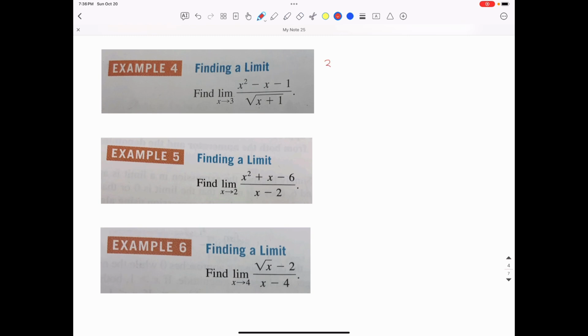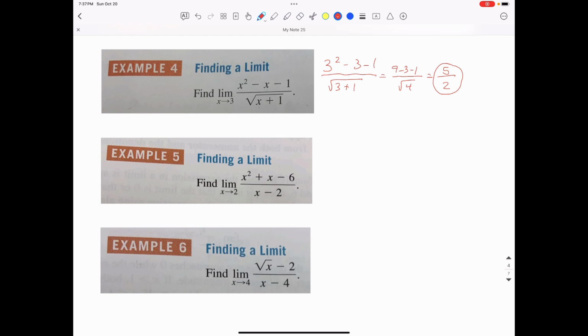When I plug 3 in for x, I'd have 3 squared minus 3 minus 1 over the square root of 3 plus 1. In the denominator, I would have the square root of 3 plus 1, which is 4, and that would equal 2, which means I don't have 0 in the denominator, so we're going to be able to solve this one fairly quickly. In the numerator, I would have 9 minus 3 minus 1. 9 minus 3 is 6, minus 1 is 5. So the limit as x approaches 3 equals 5 halves.